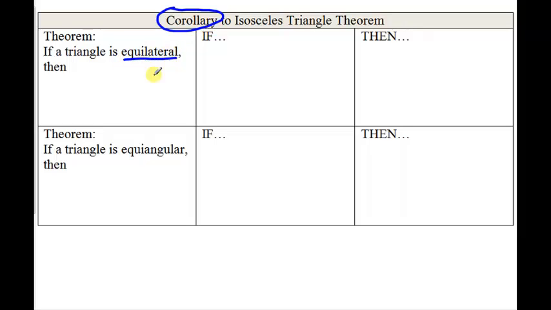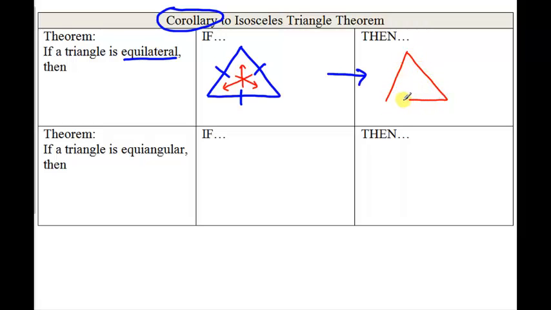If I've got a triangle and all 3 sides are the same, what conclusion can I make? Well, if it's equilateral, it's isosceles too. So these 2 sides match, but then this third side matches, and that means all 3 angles are going to match. If all 3 sides of a triangle match, then all 3 angles match also.